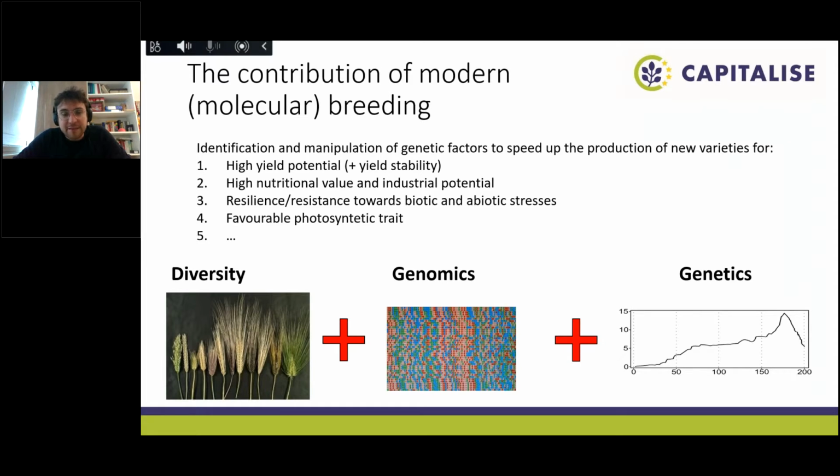The way we see that is that there are three pillars to this endeavor. The first one is diversity or agrobiodiversity. The second one is genomics, and the third one is genetics. By combining the information coming from these three pillars, we can make advancements towards the acceleration of the production of new varieties of breeding relevance. And my presentation is built up around these three pillars to see and try to discuss how these are connected towards the ends of our endeavor.